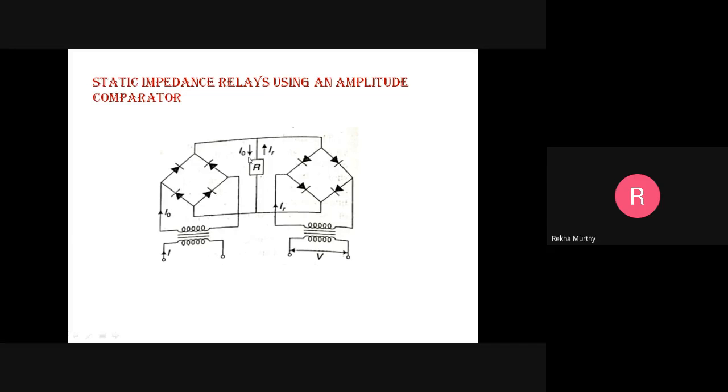So this I naught is going to flow in this direction, and IR is also going to flow in this direction. So whenever you find that there is a difference in the flow of current, immediately the relay has to operate. So I naught is proportional to the load current and IR is proportional to the system voltage. So whenever there is a difference in the current flow, immediately this relay is going to react. This is about the static impedance relay using an amplitude comparator.